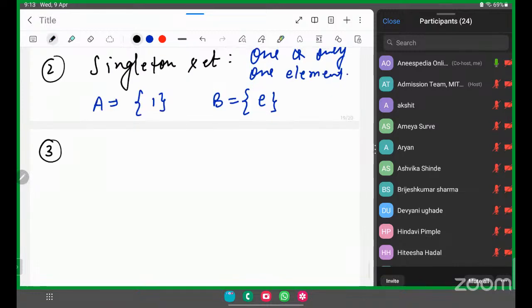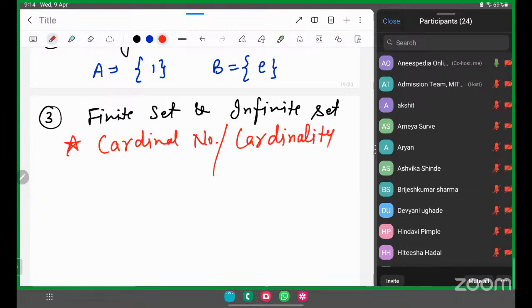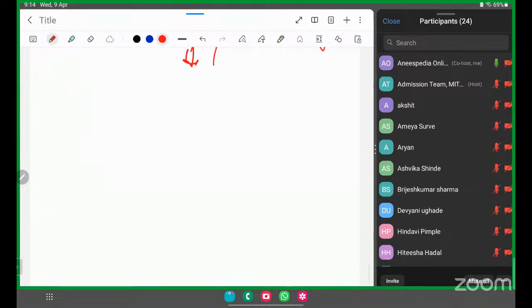Third is finite set and infinite set. This classification is done on the basis of number of elements present in a set, which is known as cardinal number, or cardinality, which is given by number of elements present in any set.